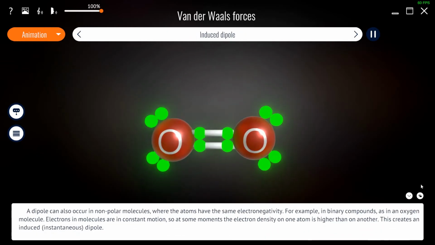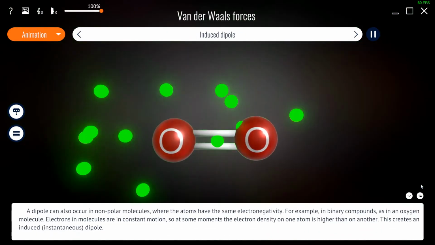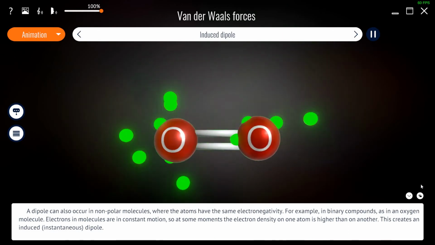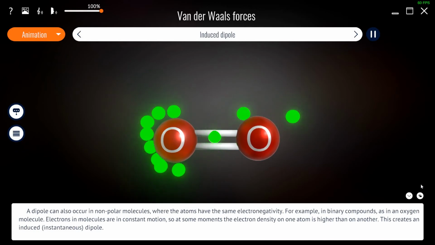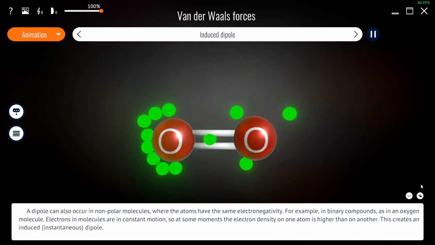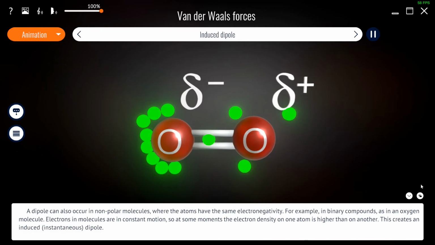A dipole can also occur in nonpolar molecules, where the atoms have the same electronegativity. For example, in binary compounds, as in an oxygen molecule. Electrons in molecules are in constant motion, so at some moments the electron density on one atom is higher than on another. This creates an induced dipole.